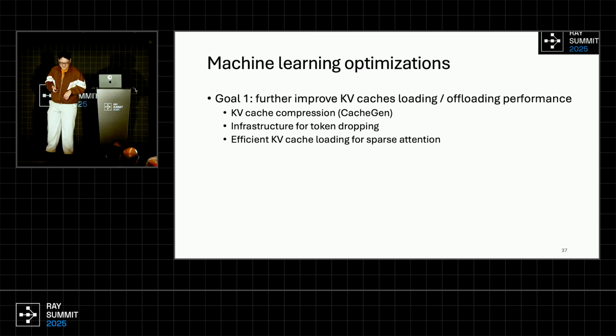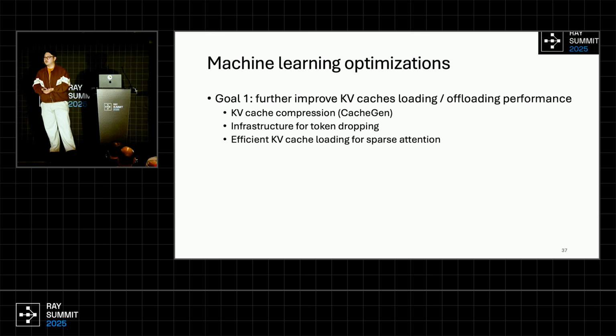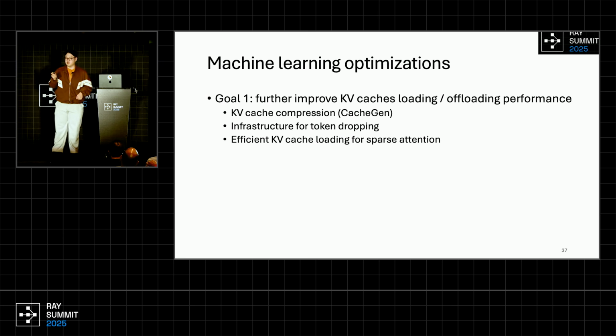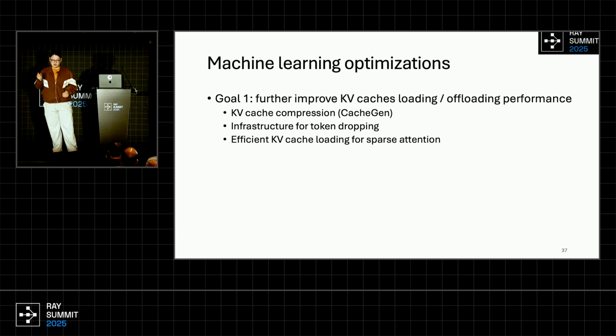Okay, so why do we want to have machine learning optimizations in the first place? It's simply because we are working on a machine learning workload. In this workload, the KV cache is a tensor that can be changed. It's not an immutable object, it's a mutable object. That gives us huge potential for achieving fancy optimizations. First, we have KV cache compression, our CacheGen, which is already deployed in production. Second is the infrastructure for token dropping. And the third is efficient KV cache loading for sparse attention.